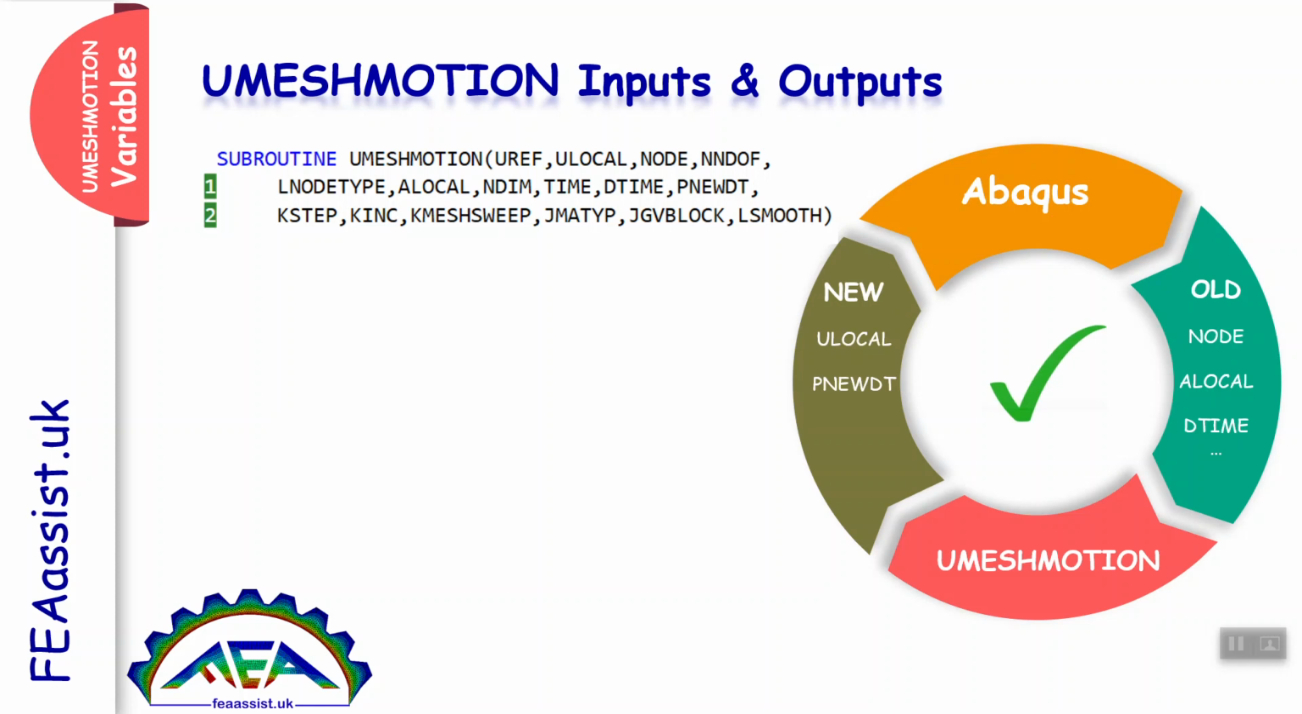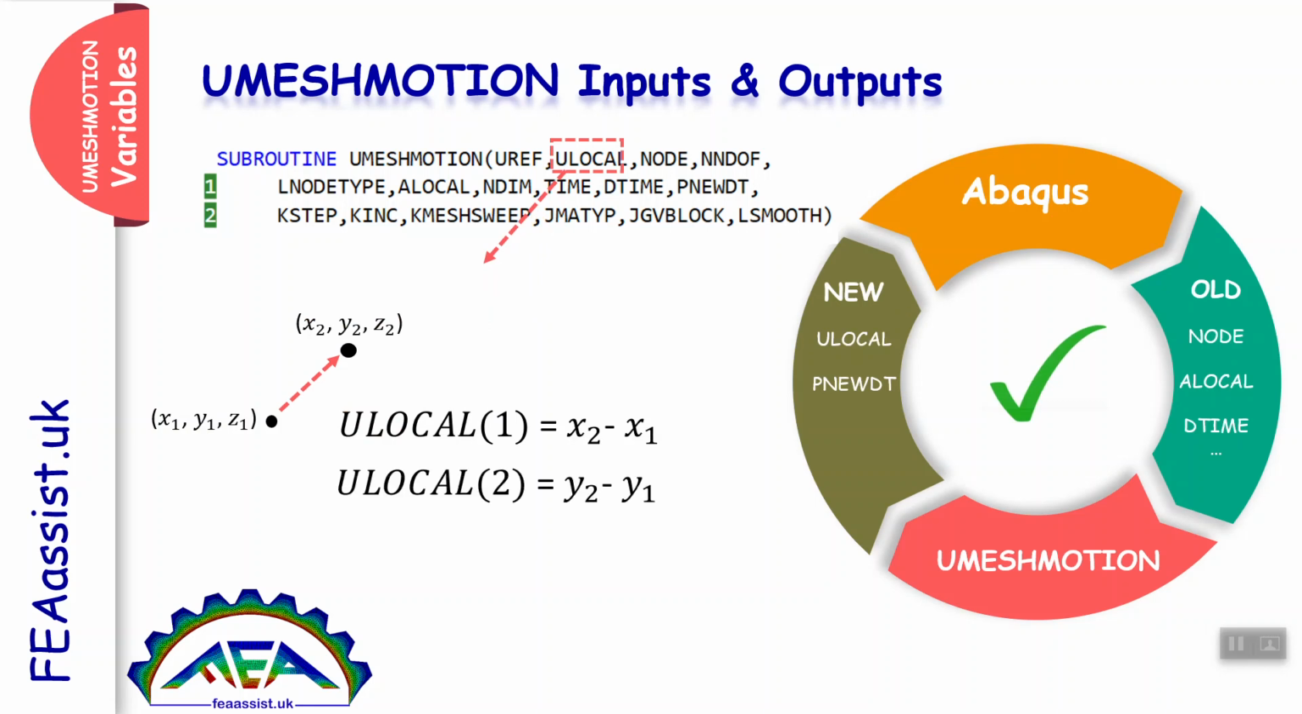Here I explain one of the variables, uLocal. Consider you have a point x1, y1, z1. This point is going to be transferred to point 2. So uLocal 1 is the displacement or velocity in the x direction, uLocal 2 in the 2 direction, y direction, and uLocal 3 in the 3 direction or z direction. And these variables need to be well explained to understand UMeshMotion, which is one of the complex subroutines in Abaqus.